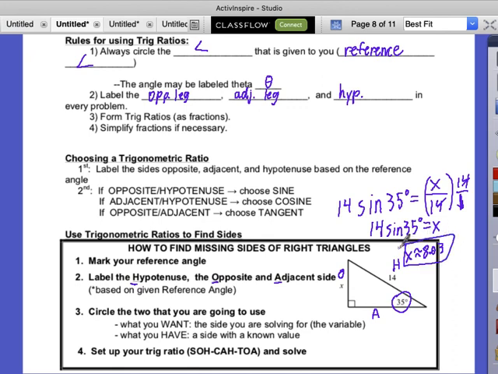If you're on an iPhone, what you have to do is first take the sine of 35 degrees, so you type in 35, push sine, and then multiply that number by 14. And you get the same thing.